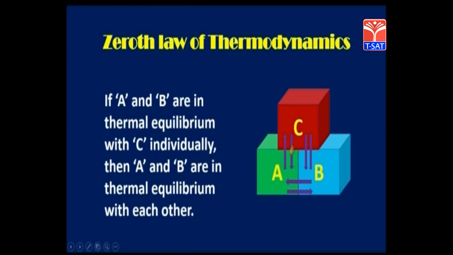If two bodies, A and B, are in thermal equilibrium with another body C individually, then the two bodies A and B are also in thermal equilibrium with each other. This is called the 0th law of thermodynamics, children.